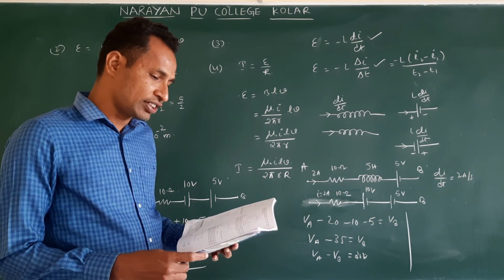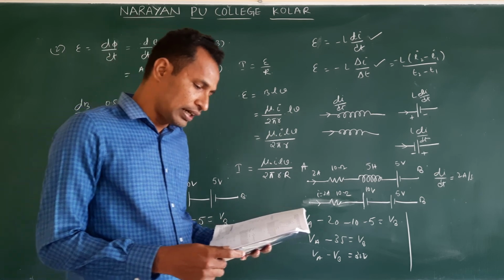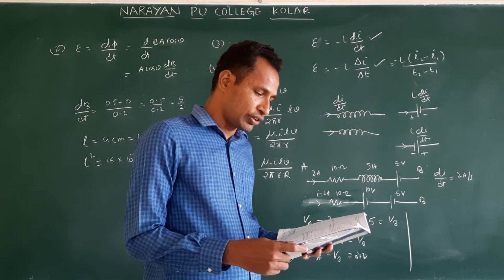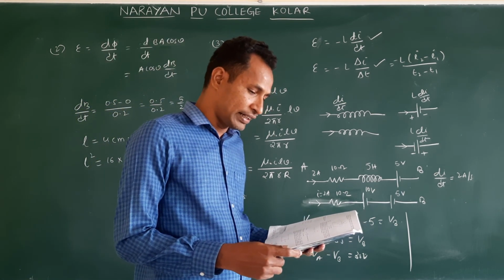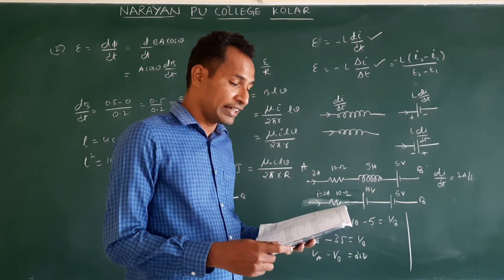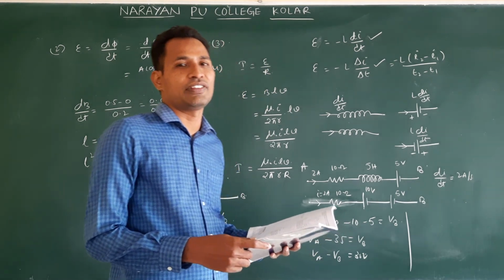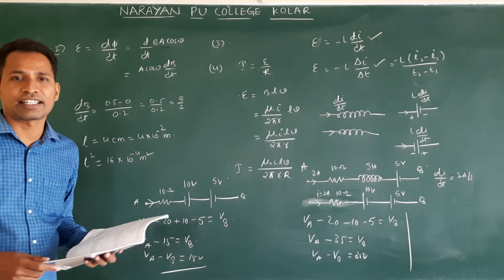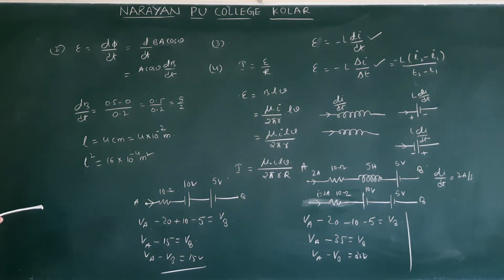Then self-induction in some cases, already we have done L is equal to mu naught n square pi r, where the area is there. It depends on the area of the coil. If area is square, we will take l square. If area is circle, pi r square. Okay, self-inductance, they given there.